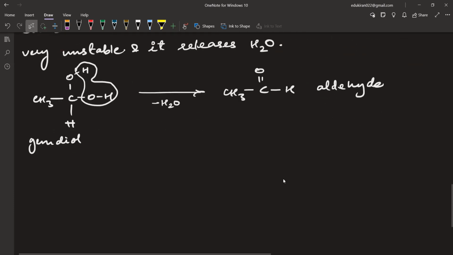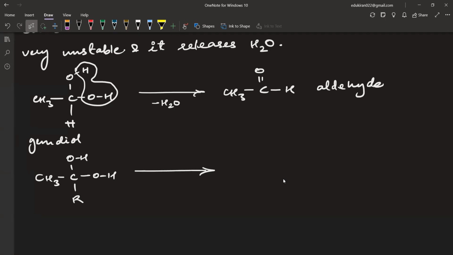Now, similarly, if you have a gem diol in which the carbon atom contains carbon, OH and OH, here you have an R group. Then from here also what is going to happen? One hydrogen, and then the OH is going to leave, minus H2O, and you are going to form what? CH3, carbon with a double bond, and you'll be forming R group, that is ketone.